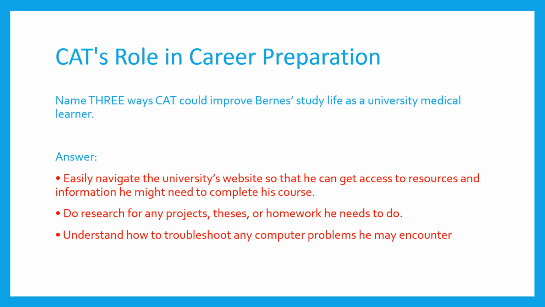Name 3 ways in which CAT could improve Bernice's life as a university medical learner. He can easily navigate the university's website so that he can get access to resources and information he might need to complete his course. Do research for any projects, thesis, or homework he needs to do. Understanding how to troubleshoot any computer problems he may encounter.